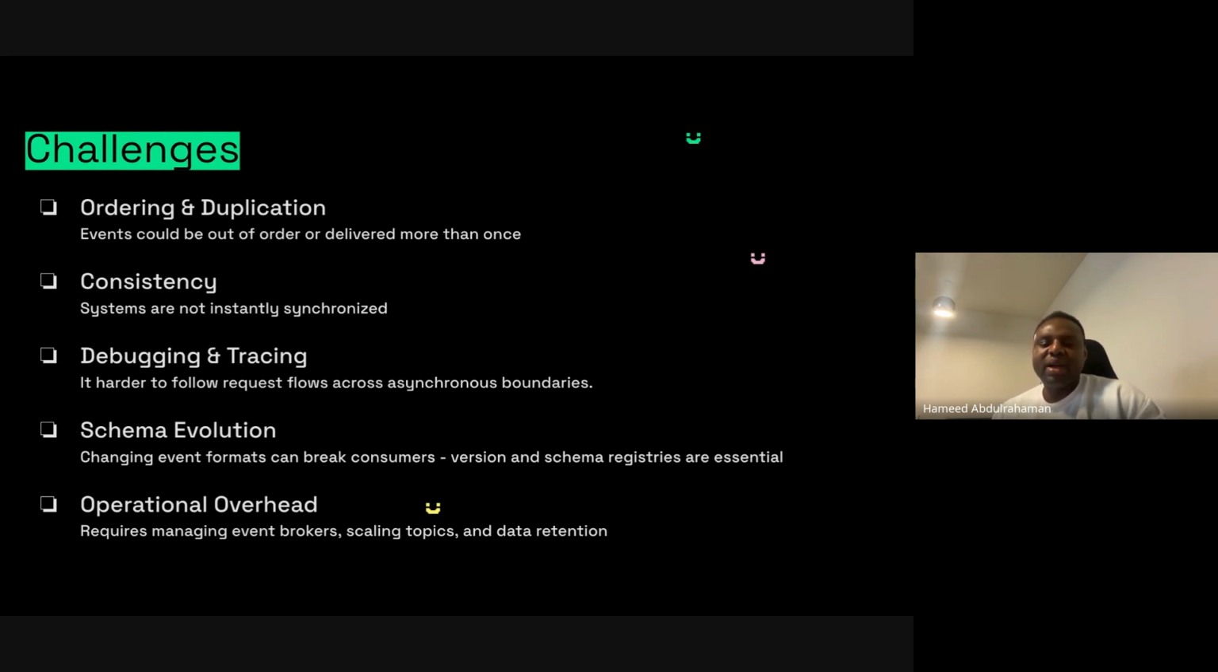Yeah, so then we have the operational overhead. This is one of the critical ones that affects microservices, because first is the knowledge itself. Then it requires managing these broker events. It requires you having Kafka. It requires you having the architecture to do all these things: scaling the topic, data retention and all that. And it requires a lot of skill to debug issues whenever they occur in microservices.